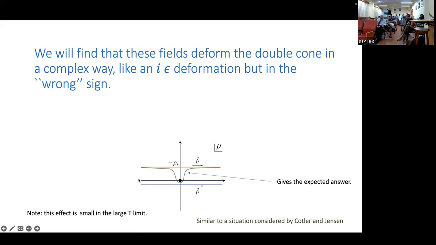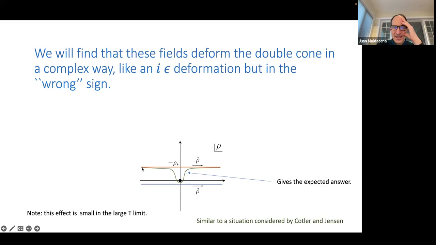One way to think about it is that what we really need to do is deform the integration contour so that it does not go along the red line, but continues to go somehow below the original zero that we had here. And this green contour actually gives the expected answer, an answer that is reasonable from the boundary theory point of view.